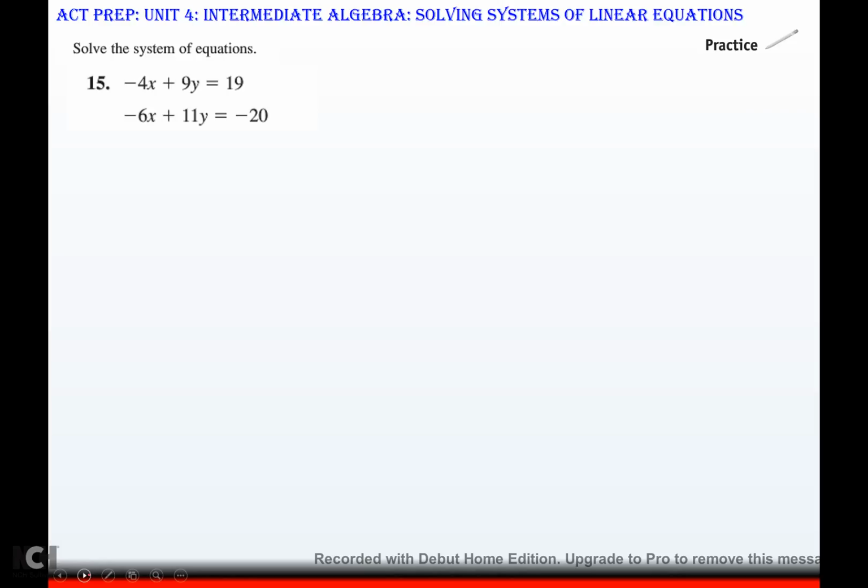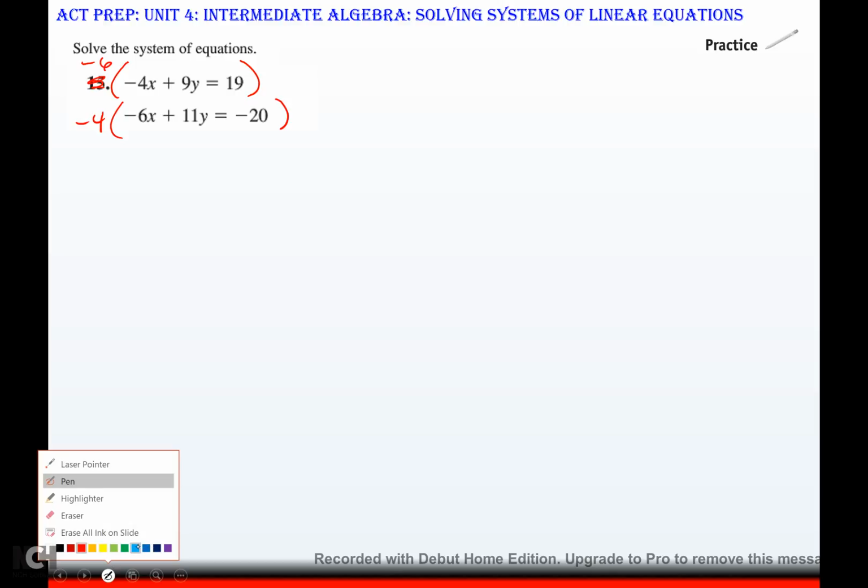Alright, if I look at this one, and I try and add right away, nothing cancels. So, we have to multiply the top by the bottom and the bottom by the top. Excuse me. And I'm going to do the x's. So -6 goes up, -4 comes down. They came out the same, so I need to make them different. So I'll make the bottom positive.